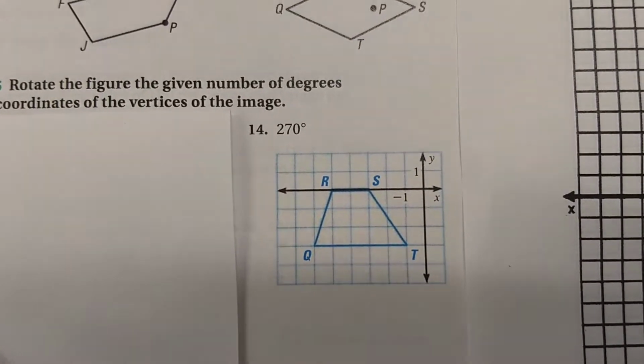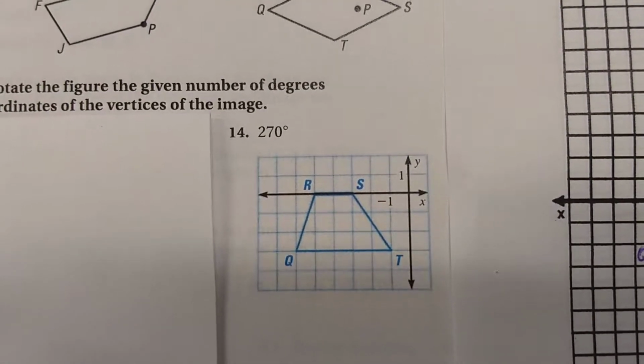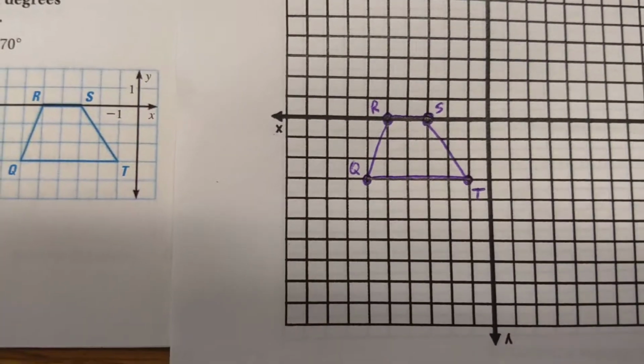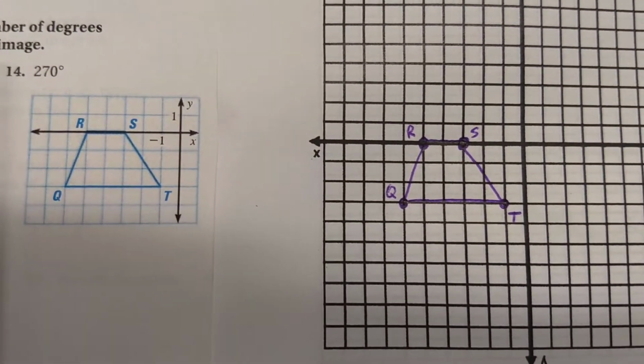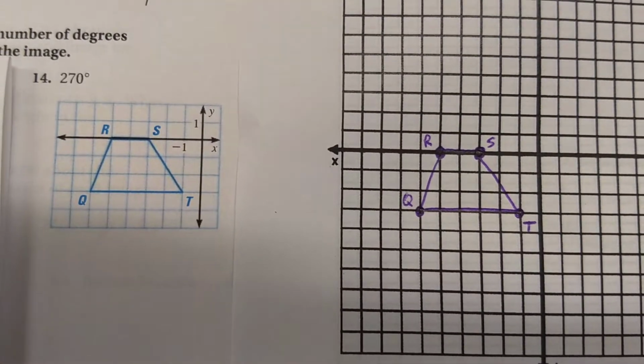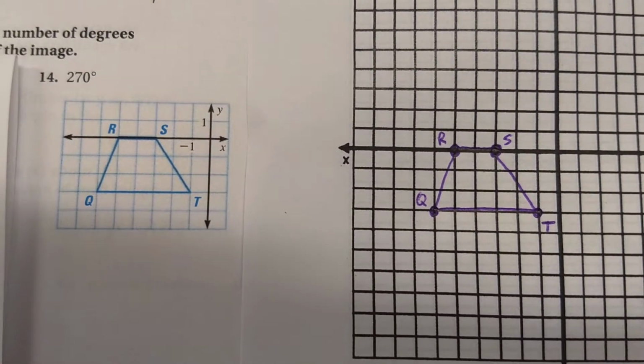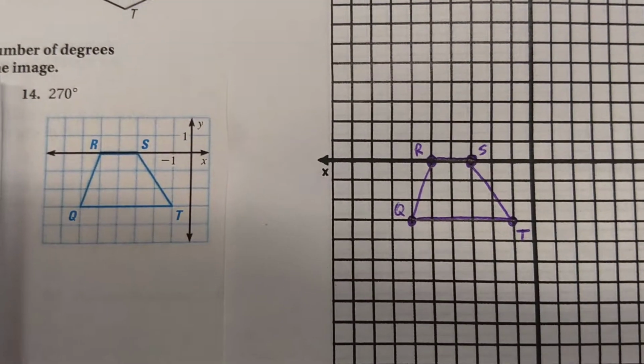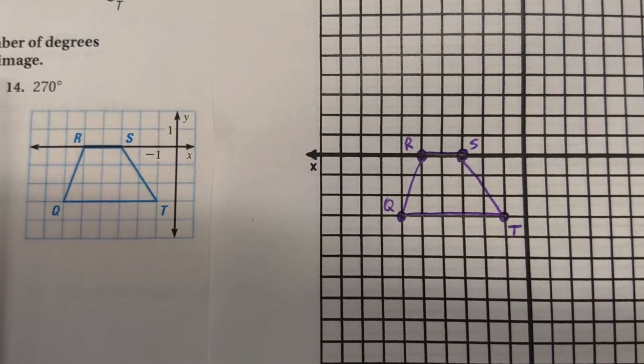14, where we're asked to rotate this figure 270 degrees. It doesn't give us enough space, so what I did was I just redrew it over here. Now keep in mind when we talk about 270 degrees, if it doesn't specify, by default, that rotation should be happening in a counterclockwise fashion.